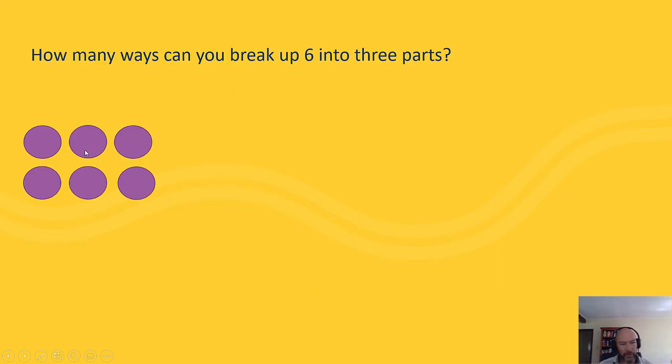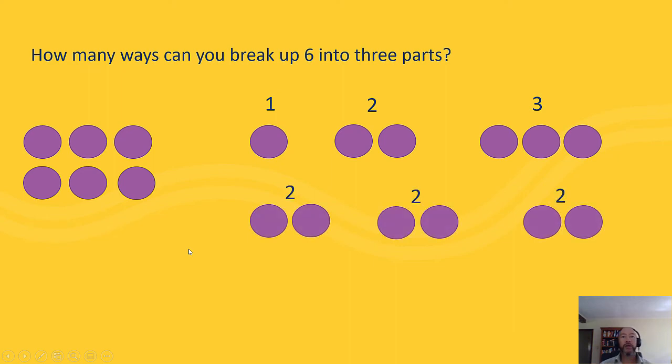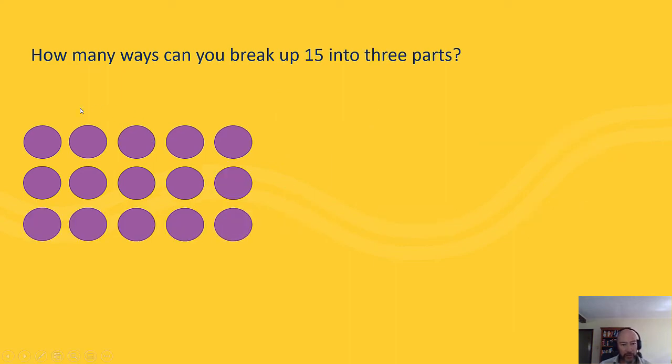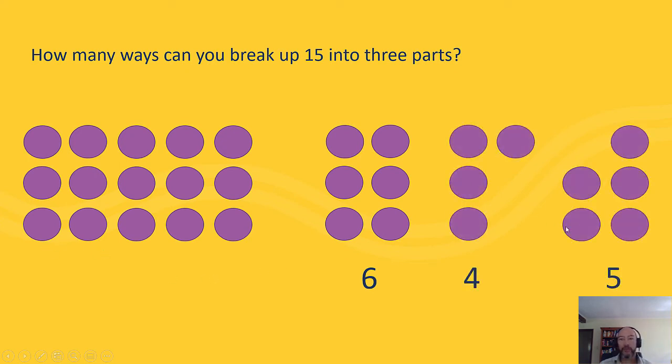Now, remember when we were doing the counters and we were breaking the counters up into 3 parts, we could break 6 up into 1, 2, and 3, or 2, 2, and 2. Well, now we're going to do the same thing, but we're going to do it with 15. And we're going to think about, gee, how many ways can we actually break this up into 3 different numbers, 9 or under, that still equal 15? And we're not allowed to double numbers. So we could have a 6 there. We could have a 4, and we could have a 5. That equals 15. So that's one way you can break them up to make 15.